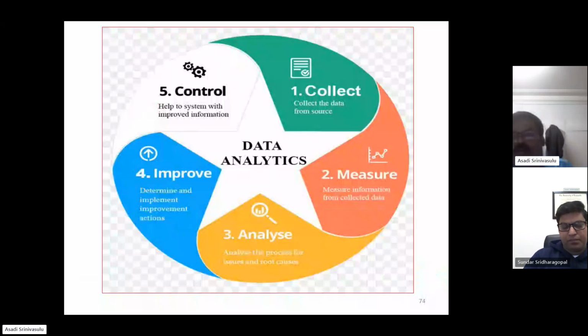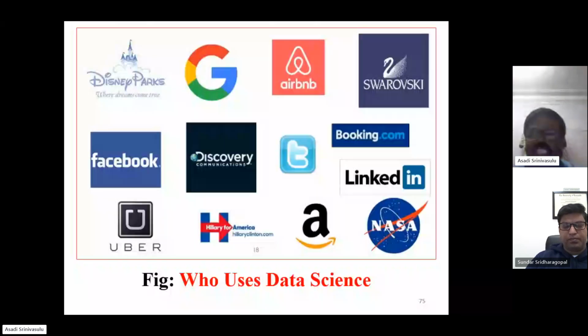It helps the system with improved information, etc. So who uses data science? There are various big giants, gigantic MNCs like Google, Microsoft, Apple, Uber, Swarovski, Airbnb, Disney Parks, Facebook, Booking.com, LinkedIn, Amazon, NASA, Twitter, whatnot. Everybody is using data science tools and techniques in order to improve their business, in order to take better decisions.